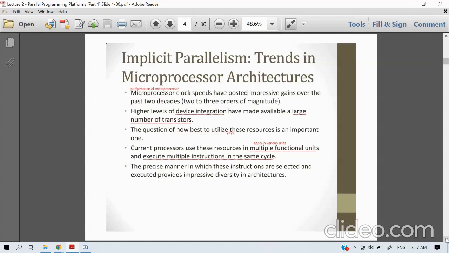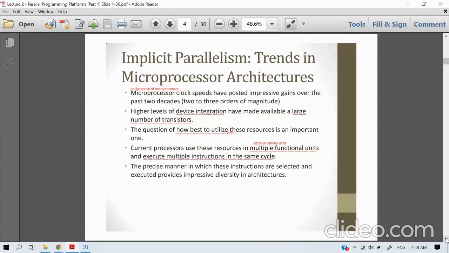Okay, so implicit parallelism and trends in microprocessor architectures. Microprocessor clock speeds have posted impressive gains over the past 2 decades, about 2 to 3 orders of magnitude, which means the microprocessor technology has become better over the years. Higher levels of device integration have made available a large number of transistors. However, the question of how best to utilize these resources is an important one.